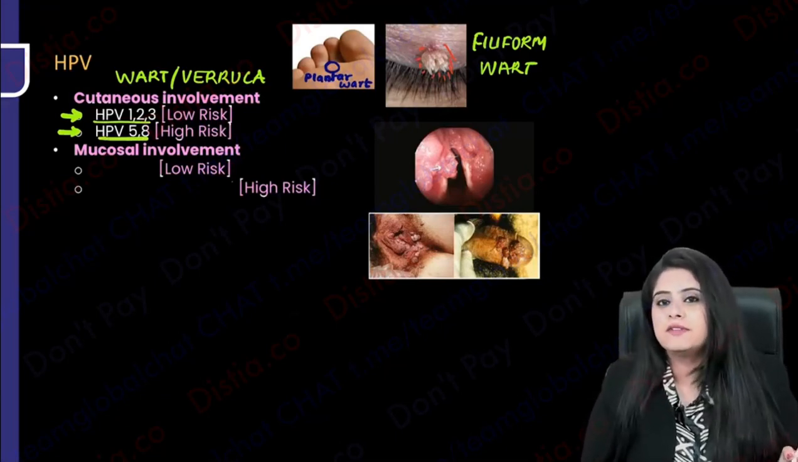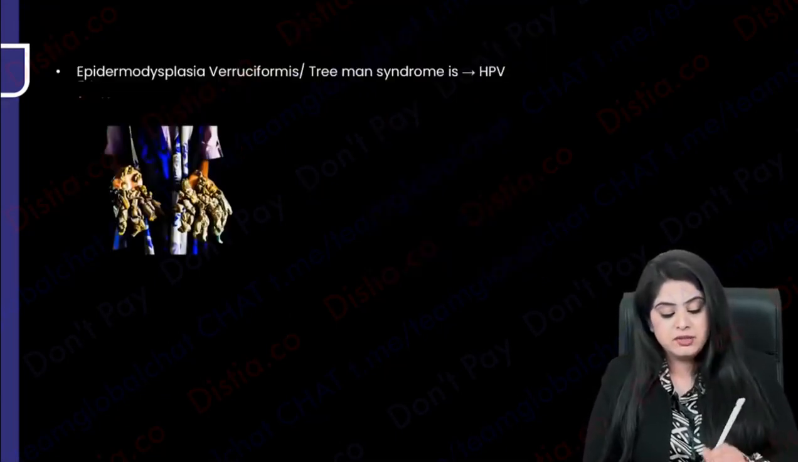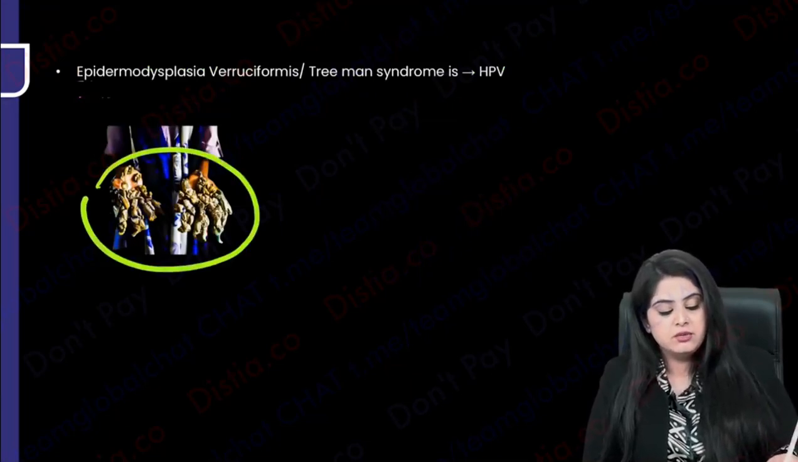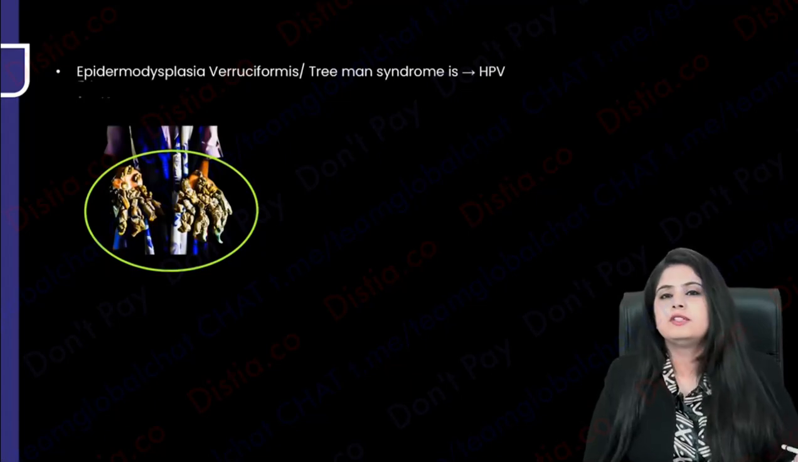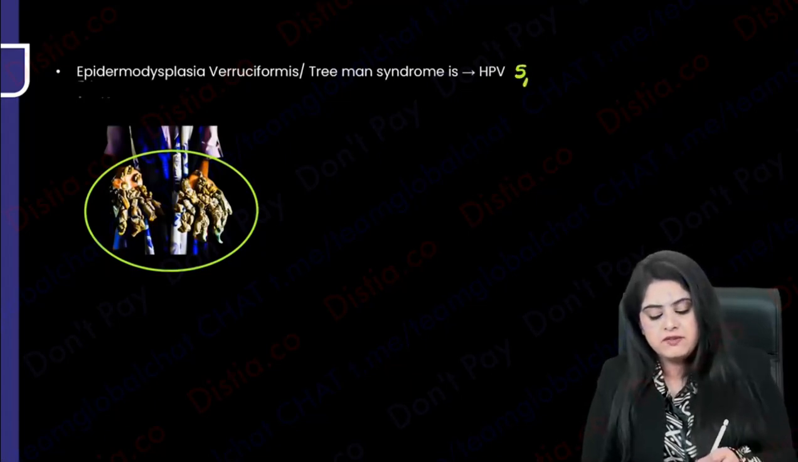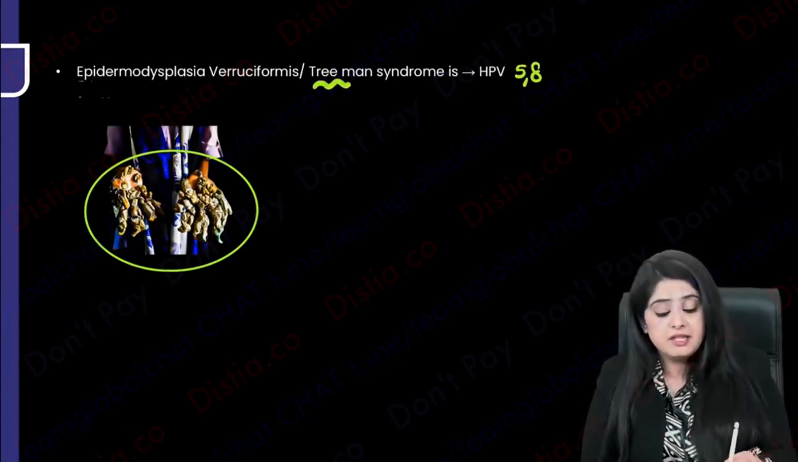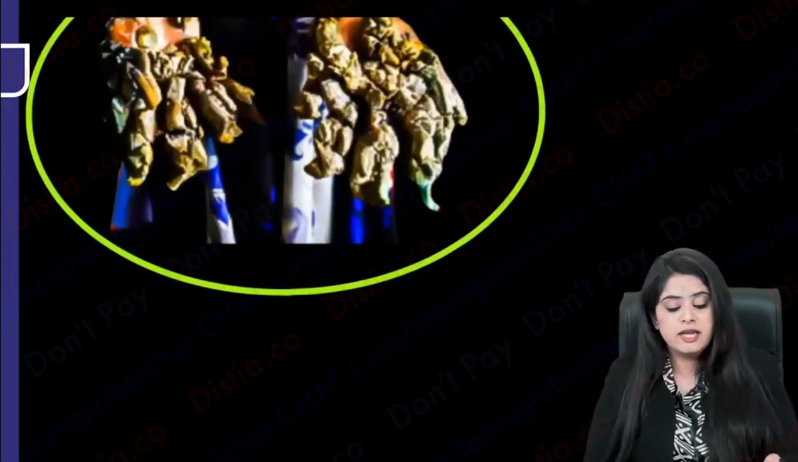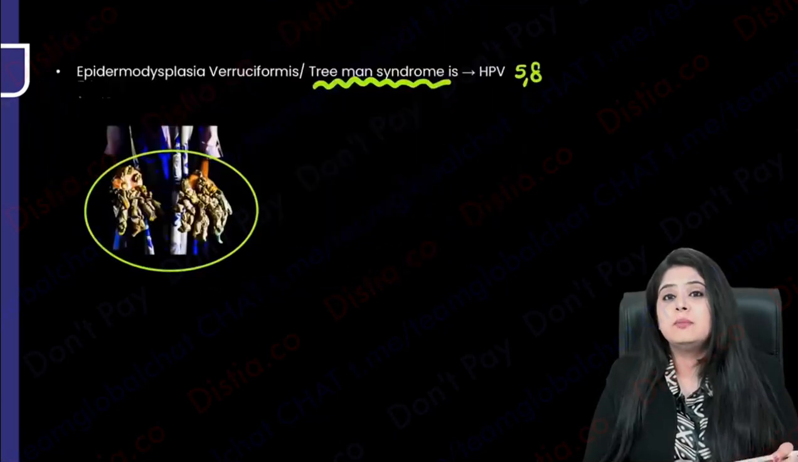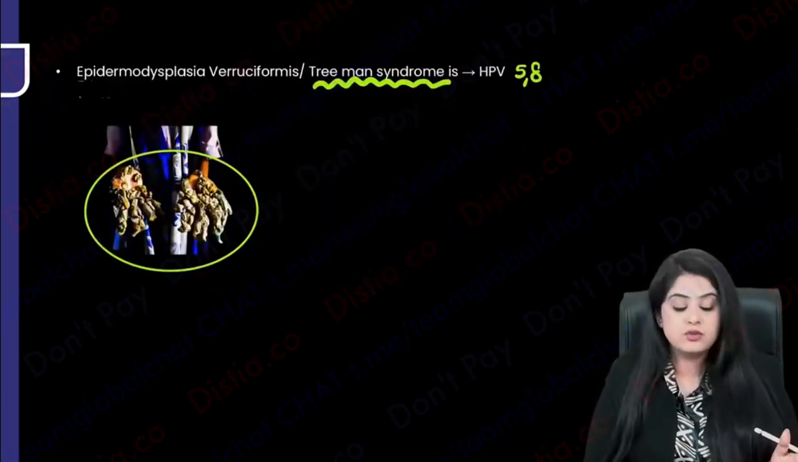Have you heard about it? 5 and 8, something happens, and you must have seen this very classical picture in a lot of places on social media also. With HPV 5 and 8, this man has so many warts that he starts looking like a tree. This is known as the tree bark appearance or the tree man syndrome.